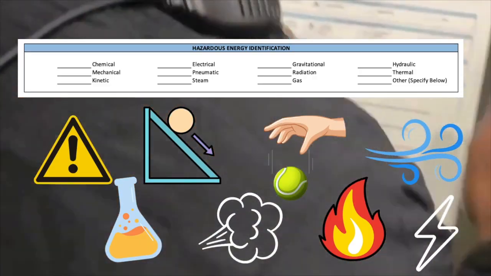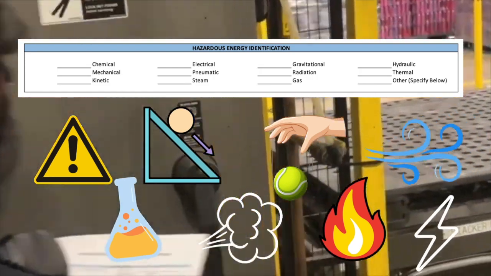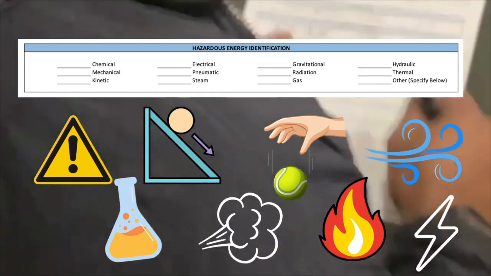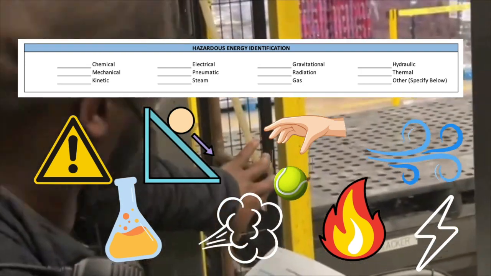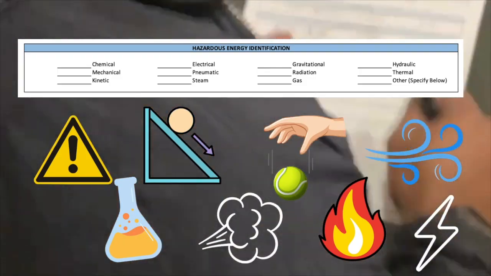Hazardous energy can take many forms, including electrical, mechanical, hydraulic, pneumatic, chemical, thermal, and gravitational energies. Let's explore how we can mitigate the risks associated with each of these energy sources.